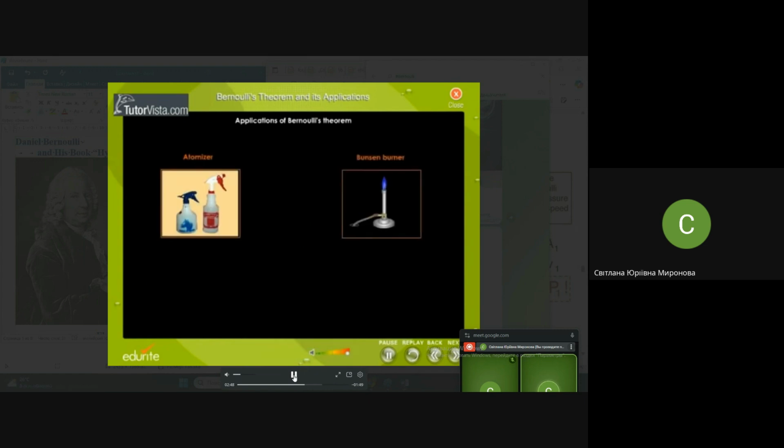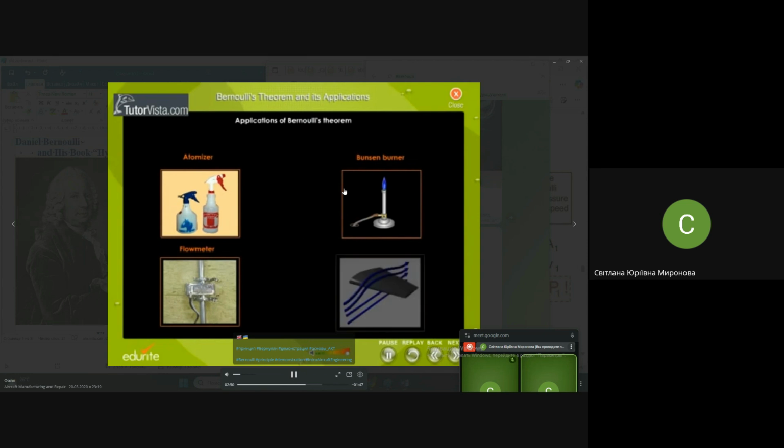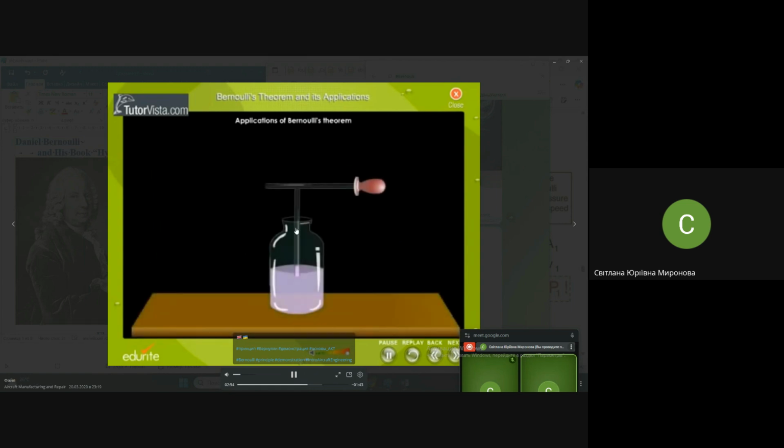Application of these devices, of this principle, is in so-called atomizers. And in other devices, maybe you do not recognize them, but those things you use each day. So you are working with the Bernoulli principle practically each day. So, let's switch it off.